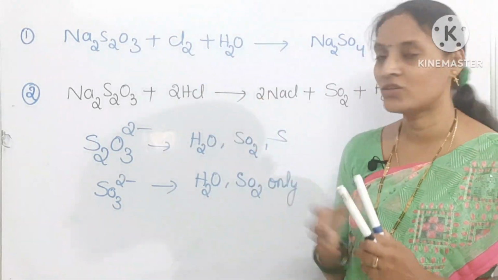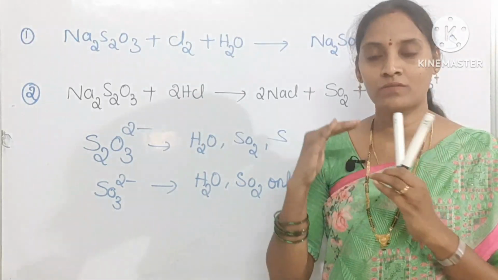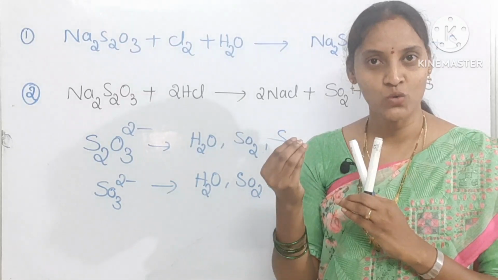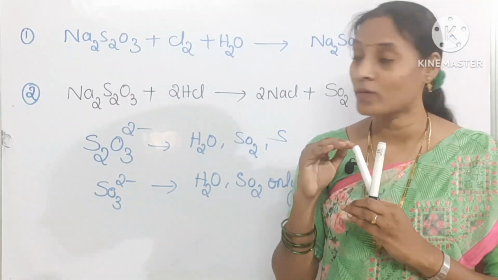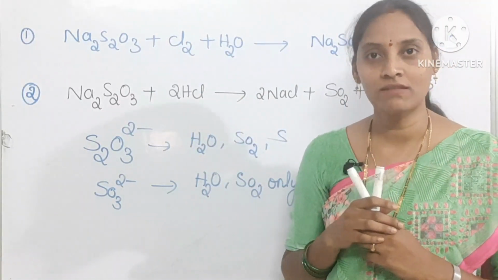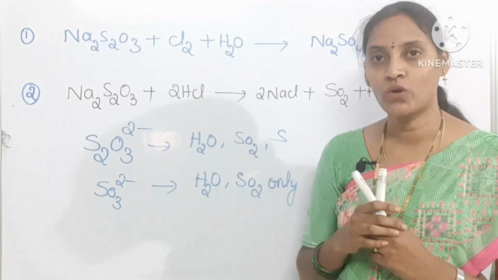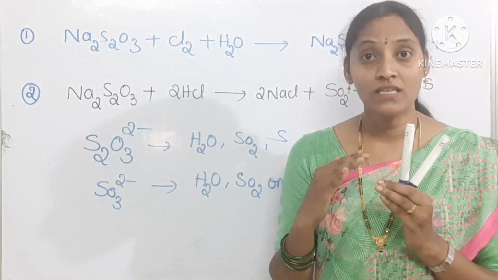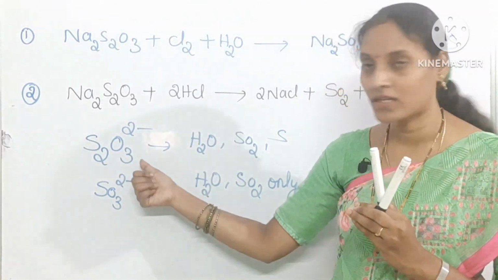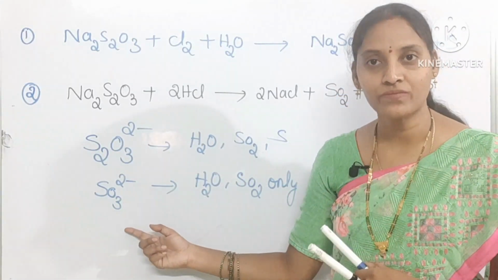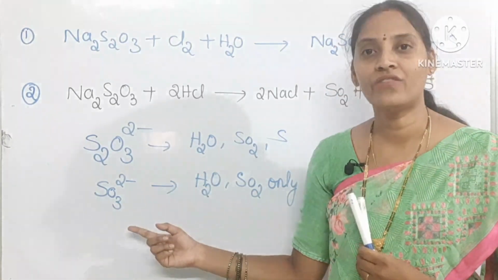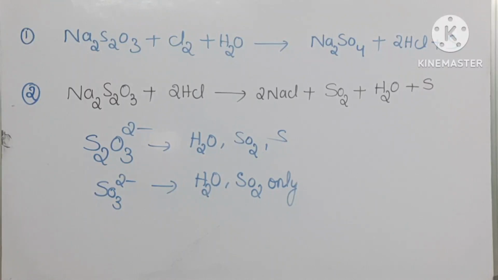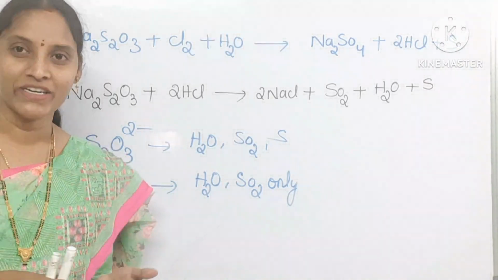Okay, the first reaction is used as an anti-chlor. Already bleached fabrics are there. If any extra chlorine is present in those bleached fabrics, we remove it by using this reaction, nothing but hypo. The second reaction is useful to easily differentiate between the thiosulfate ion as well as the sulfite ion.